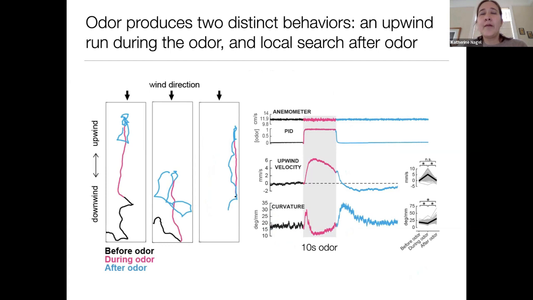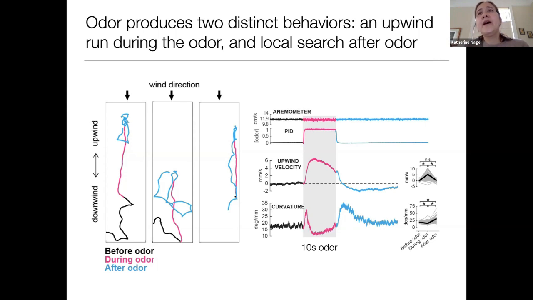And you can see that during the odor, the upwind velocity increases sharply. There's some adaptation and then they go downwind after the odor stops. And we can also measure the curvature of their trajectories. That's just the absolute value of the angular velocity over the forward velocity, so a measure of tortuosity, or how curved the paths are.